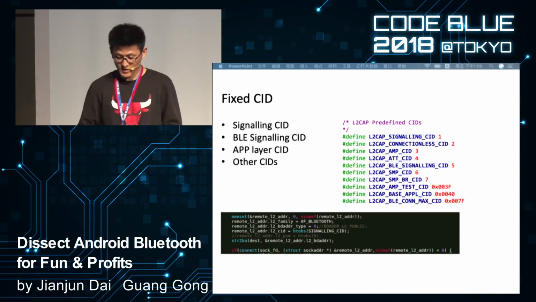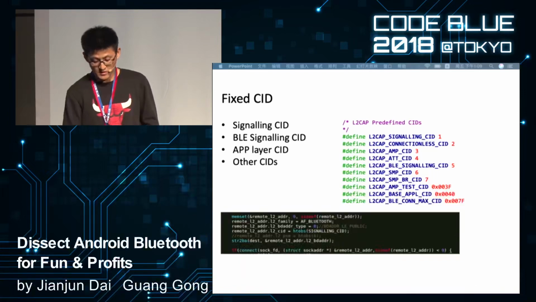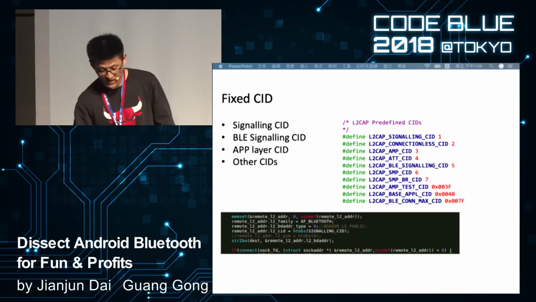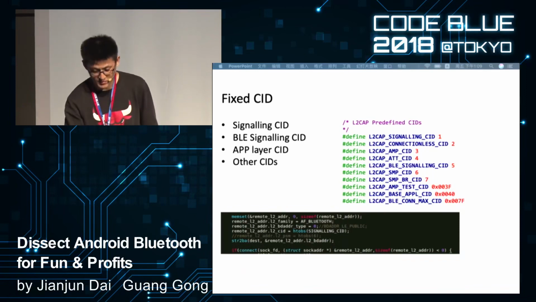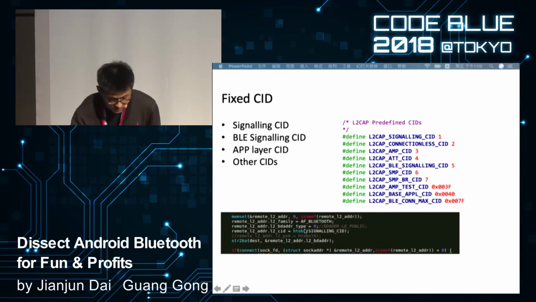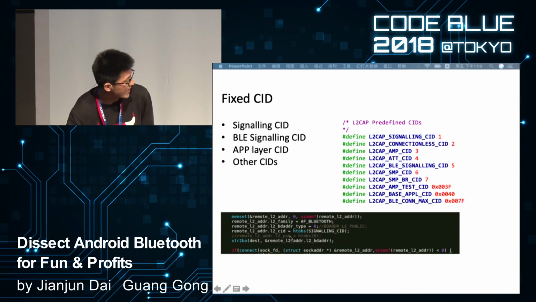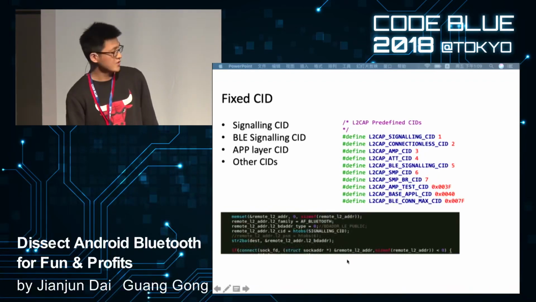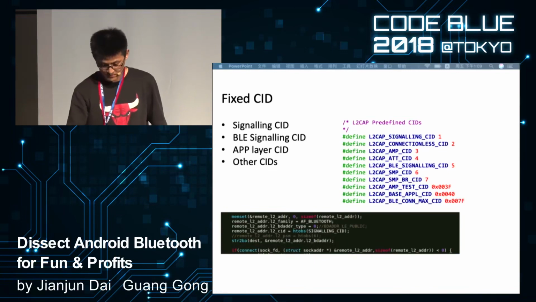When creating a fixed CID socket, we have to set the value of the struct member l2_cid, not l2_psm. You can see this here: l2_cid, not l2_psm, when you create a fixed CID socket.